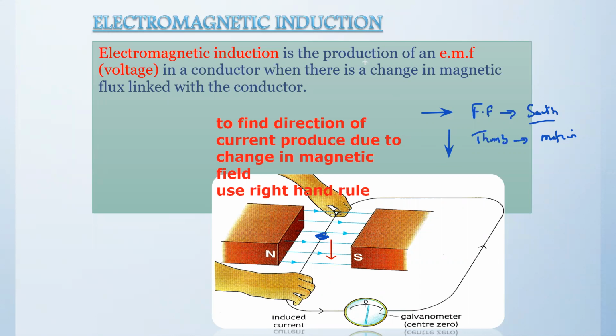As a result, your second finger will represent the direction of a current. So when you apply the rule, your index finger is pointing towards the right hand side, and your thumb is pointing downwards. You will find that the second finger will point outwards, out of the screen, and in this manner the current will be produced. So whenever we want the direction of a current produced due to change in magnetic field, we always use the right hand rule.